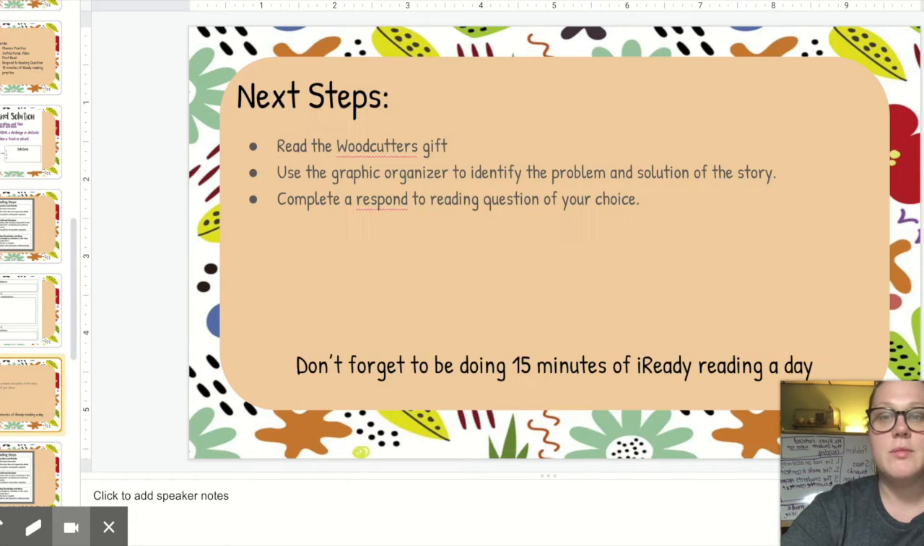And so after you complete that, you're going to work on your respond to reading question of your choice. And don't forget, you should do 15 minutes of iReady reading a day. You can always do extra practice assigned to you on Wonders. You can do things on ABC Mouse. Make sure you're really taking advantage of those resources we've put out there for you.